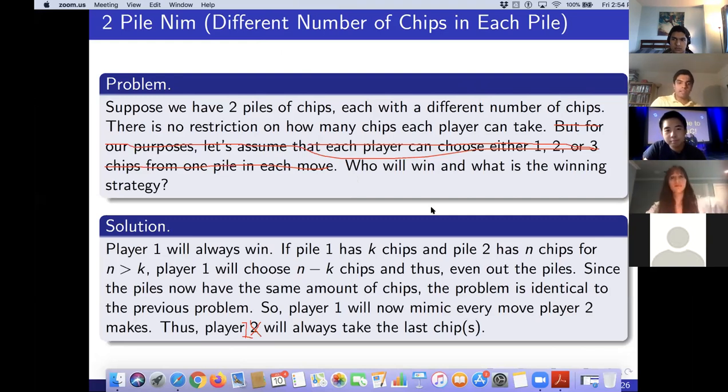Someone's asking, can they get chips from pile 1 and pile 2 in one turn? No, the definition of Nim is that you can only take chips from one pile at a time.